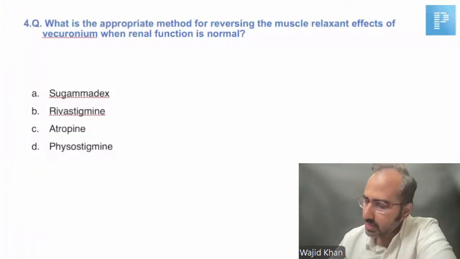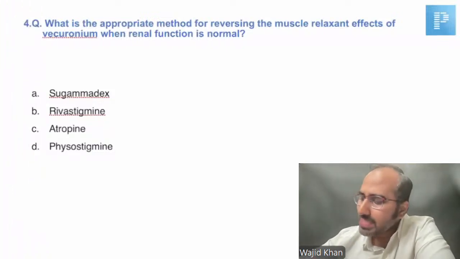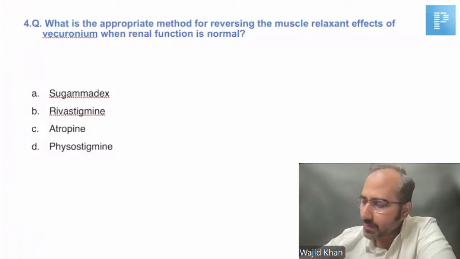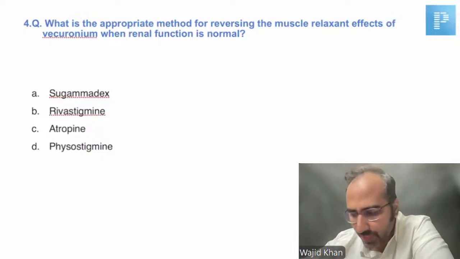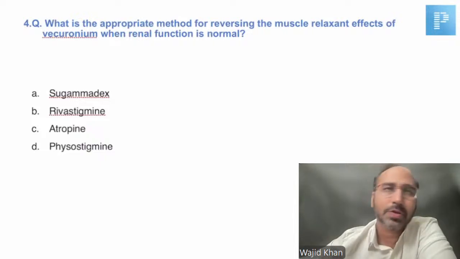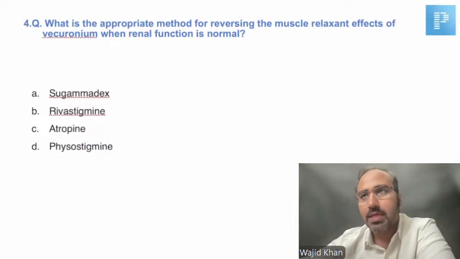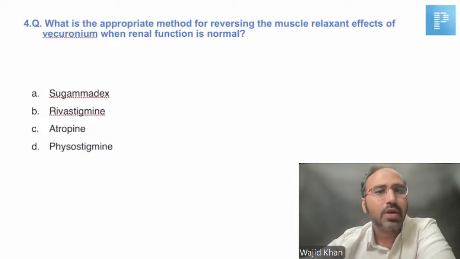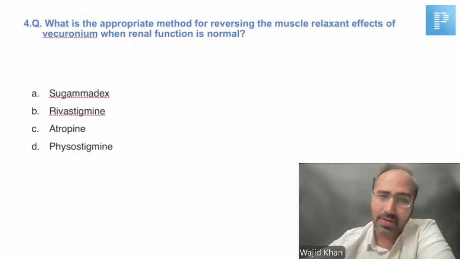Now guys, what is the appropriate method of reversing the muscle relaxant effects of vecuronium when the renal function is normal? I think this was repeated in the INI-CET, but vecuronium was not given in the question. In the question, it was given as rocuronium, को reverse करने के लिए कौन सा reversal agent लगेगा, ठीक है? But instead of rocuronium, he is asking vecuronium.